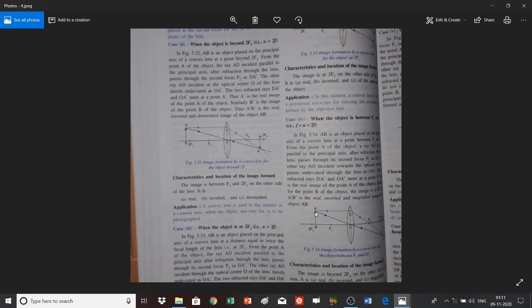And now similarly, one ray will pass through the optical center in this direction, and another ray is parallel to the principal axis, and it will pass through the second principal focus and move in this direction.